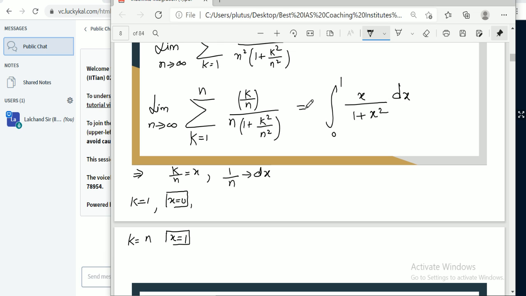Now this is an easy integral. Can you calculate it now? Can you tell me the answer now for this question?